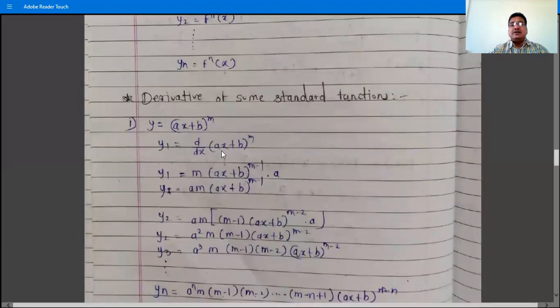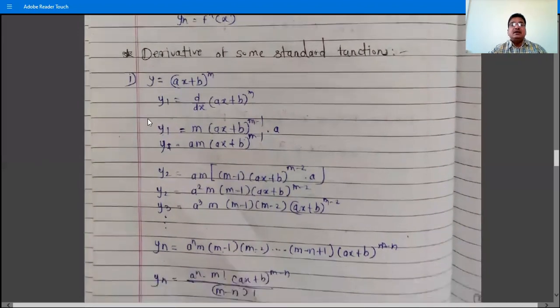Then, derivatives of some standard functions. First, the nth order derivative of (ax plus b) raised to m. We have to find the nth order derivative of this. So the question is, if y is (ax plus b) raised to m, then find yn, that is the nth order derivative. So y1, its derivative, is m (ax plus b) raised to m minus 1 into the derivative of ax plus b, which is a. So y1 is a into m (ax plus b) raised to m minus 1.